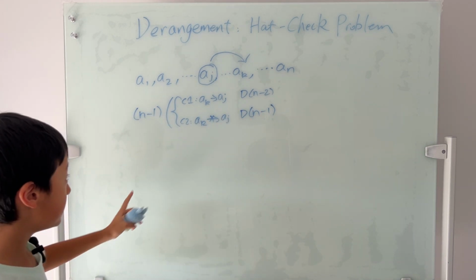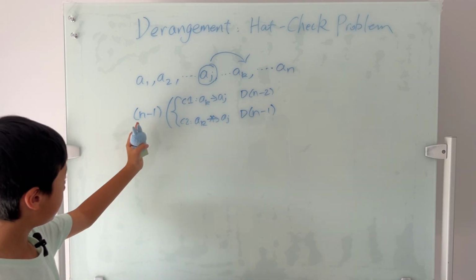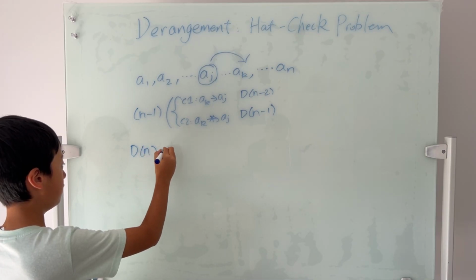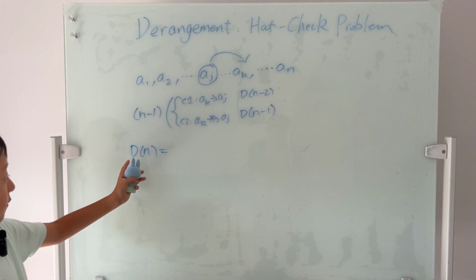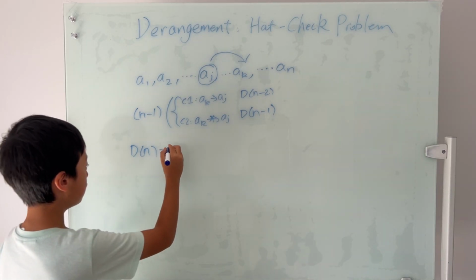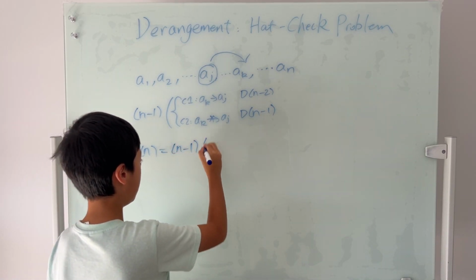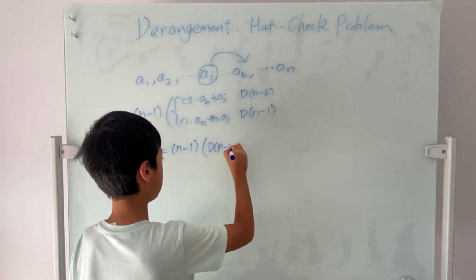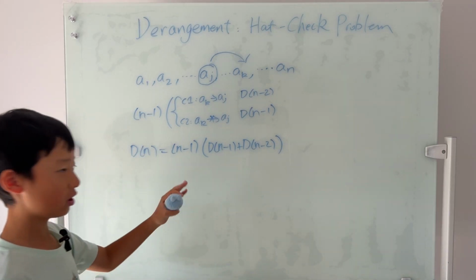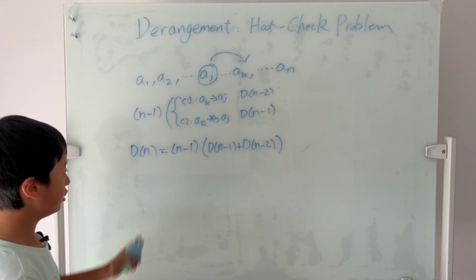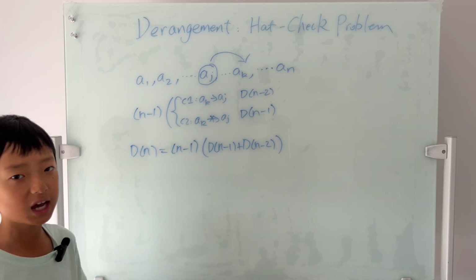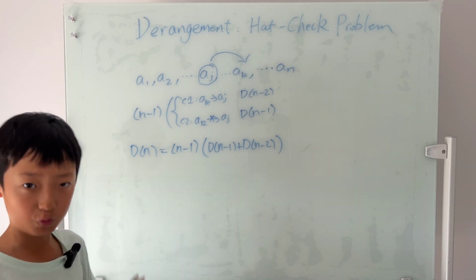Since these are cases, we add them up, and for this one, we have to multiply. So, I'll define D of n to be the number of derangements, and D of n equals n minus 1 times D n minus 1 plus D n minus 2. The reason we're not going to use this is that to know D100, we need D99 and D98, and then so on, so on, and that will mean a lot of work.